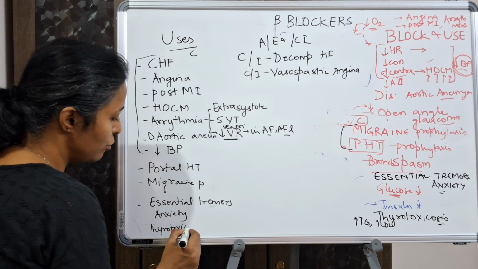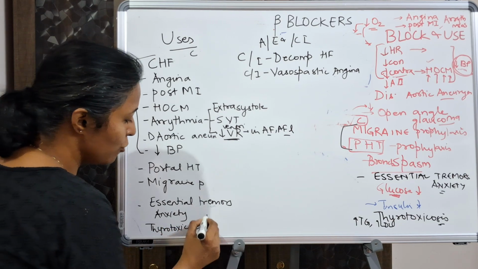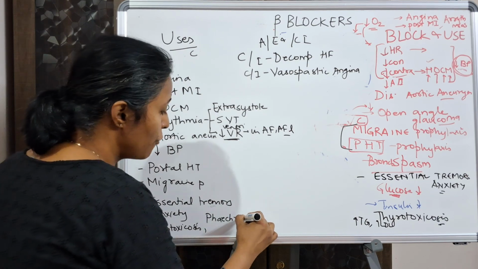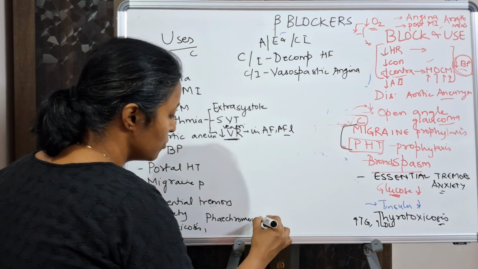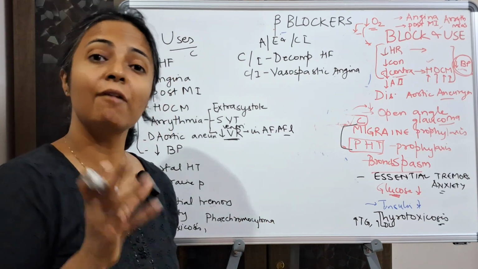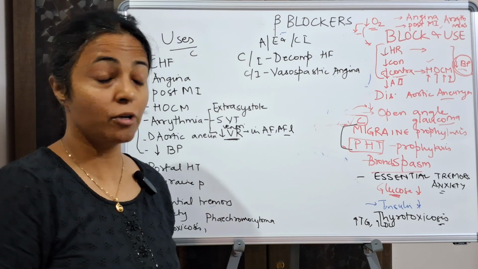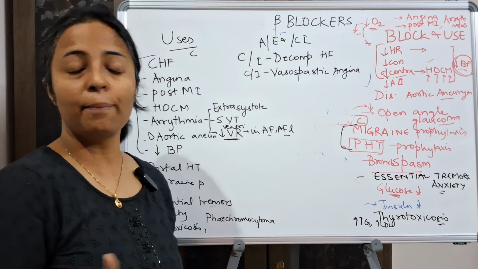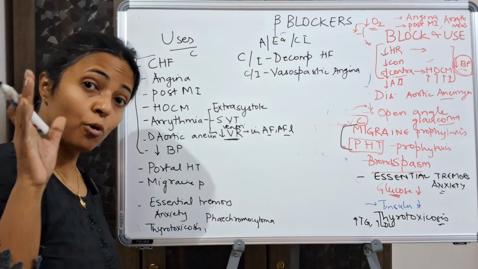Okay, it is also used in pheochromocytoma. Pheochromocytoma, again, main problem is increase in the secretion of epinephrine and norepinephrine. So pheochromocytoma also, but in pheochromocytoma we want the alpha receptor block as well. Okay, because alpha receptor activity also increases too much because of increase in this epinephrine and norepinephrine. So we have to block that as well.